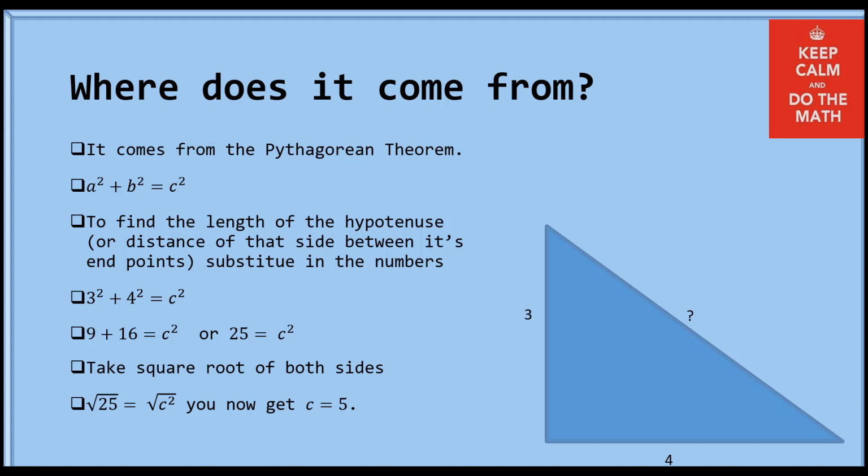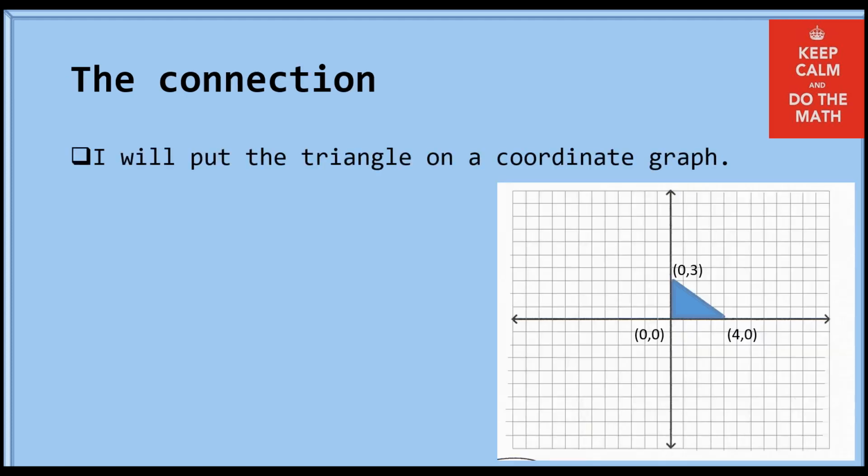Now, to help you understand that a little bit more, let's look at the connection by putting it onto a coordinate graph. Taking the same triangle with the same lengths, over here on the side you can see that this endpoint at the top is (0, 3), and this endpoint down here is (4, 0). So I'm going to put those numbers into the distance formula to show that I'm still going to get the same answer.